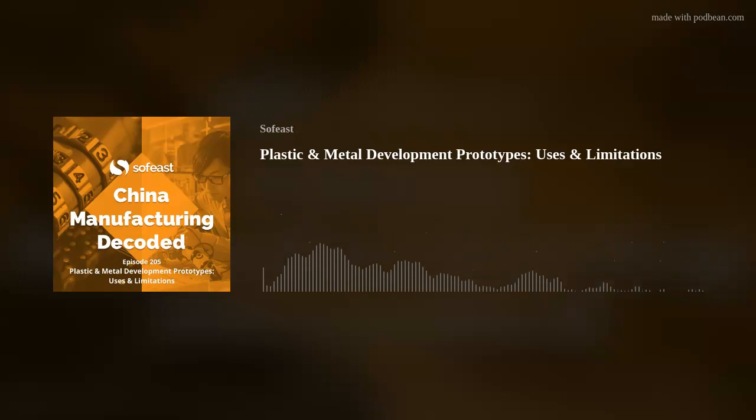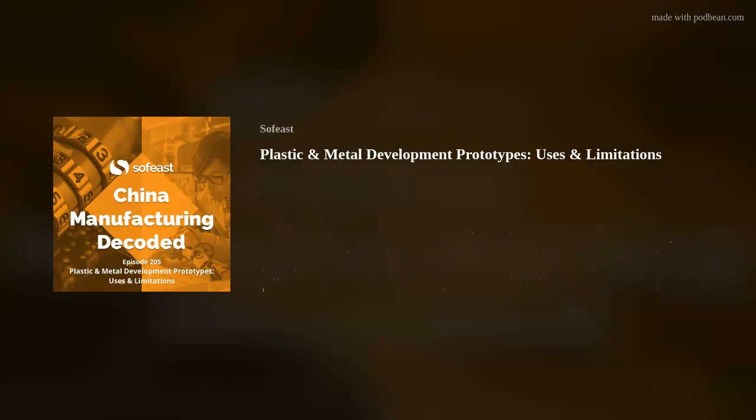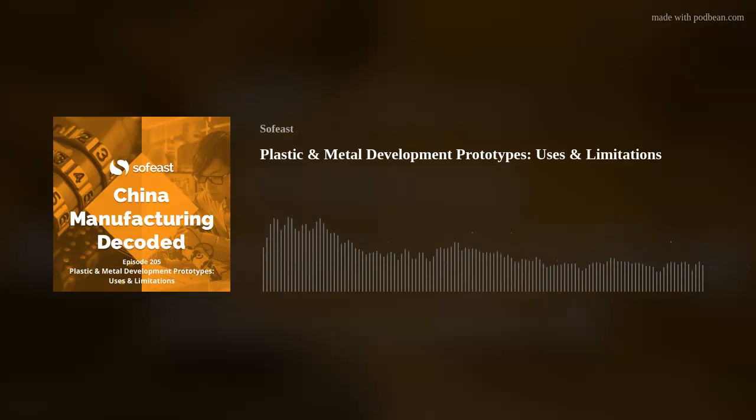But in general, you need to be looking at, through the development phase, let's look at making sure we've got the fit, form, and function all ticked off, and we can do that through rapid prototyping and 3D printing. So that's your plastic.